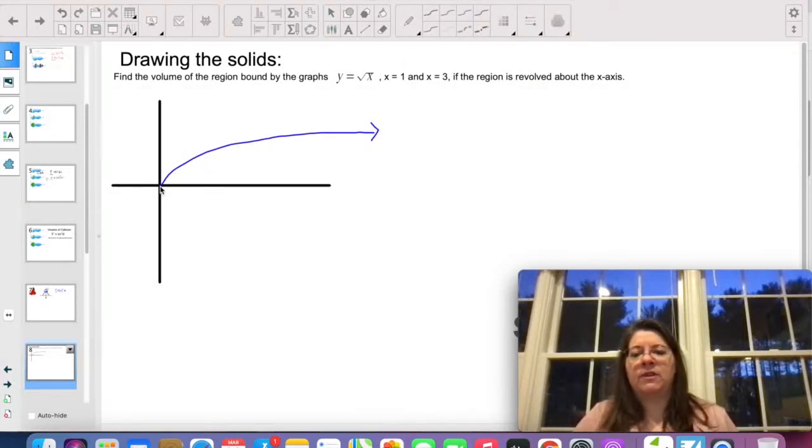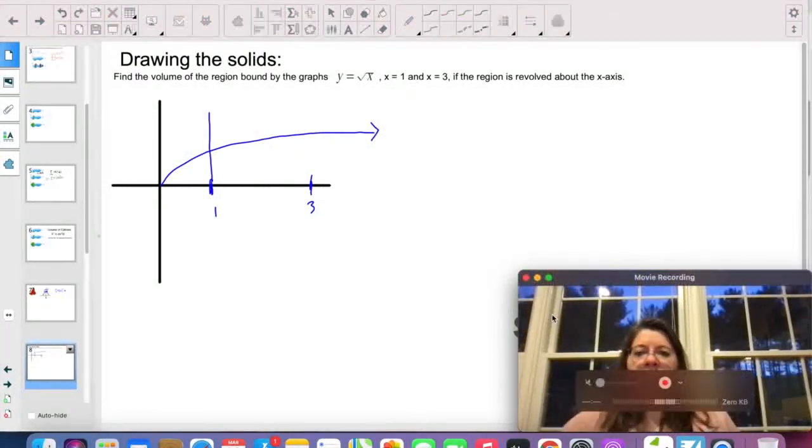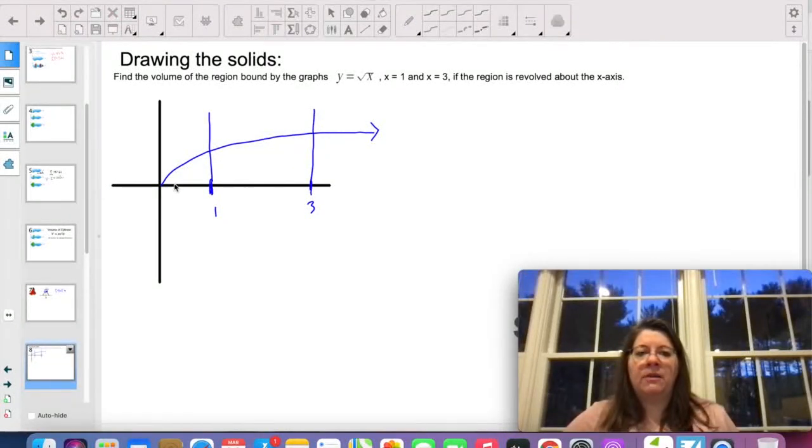It starts at 0, 0. And then I'm not even going to label this graph. I'm just going to say, so this right here is 1, and I'm going to say this is 3. So we want the region bounded by this graph, y equals square root of x, the x equals 1 line, which is a vertical line, and the x equals 3 line, which is also a vertical line. And we're going to rotate that shape about the x-axis.